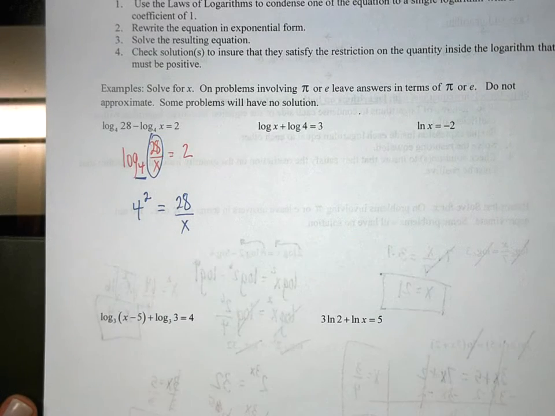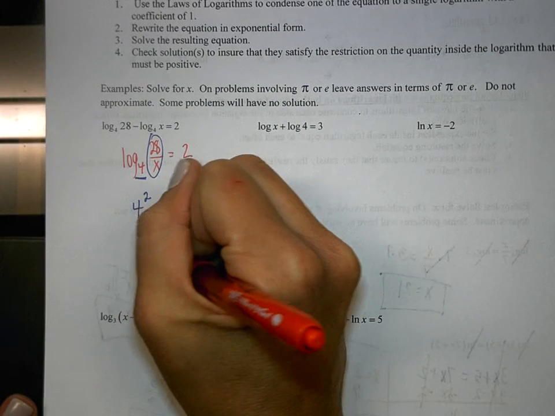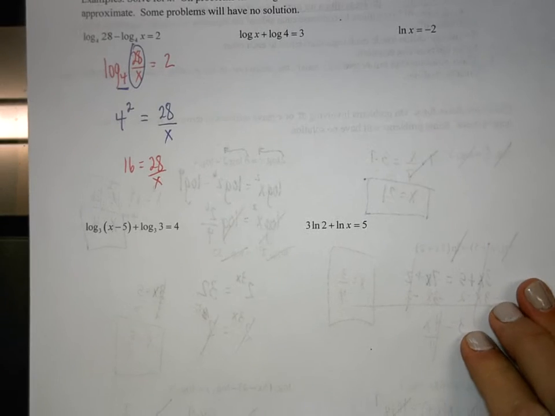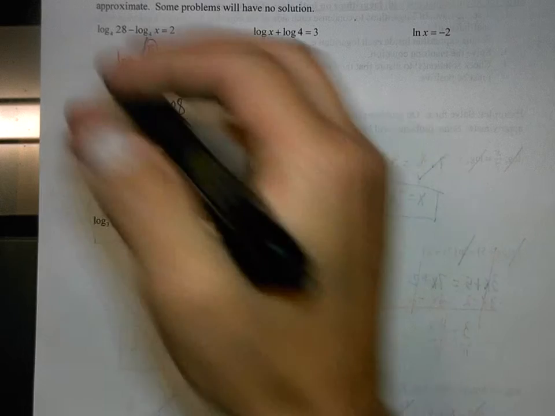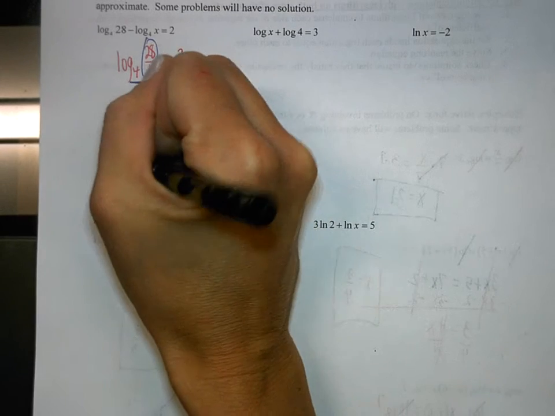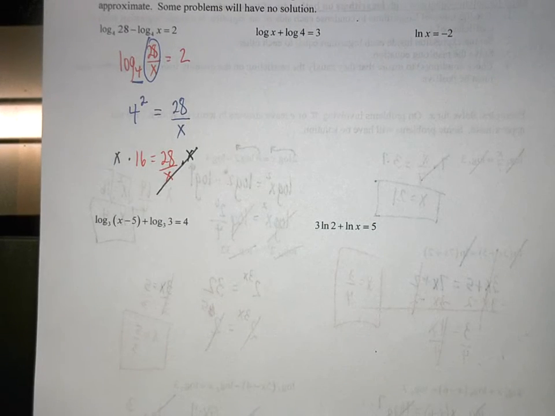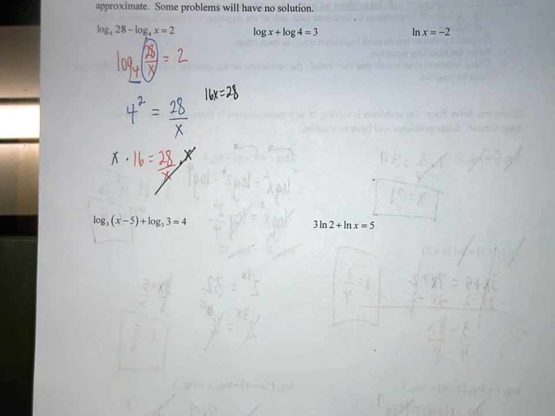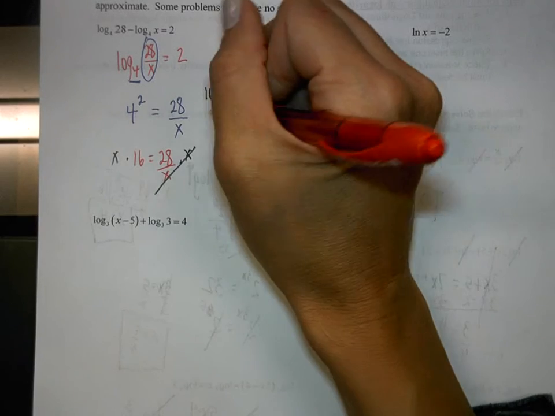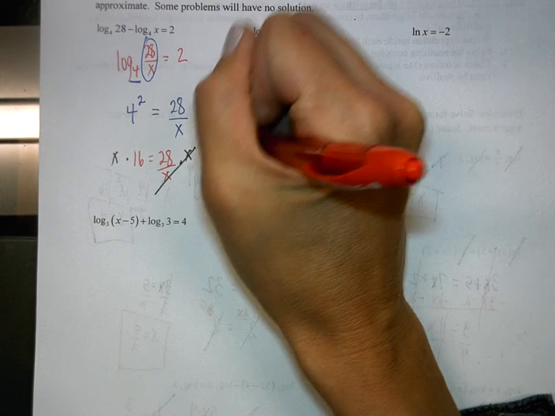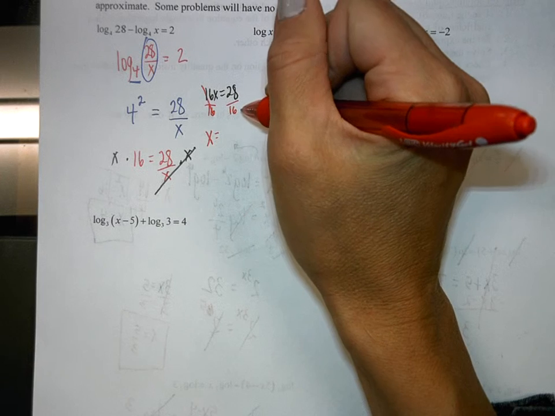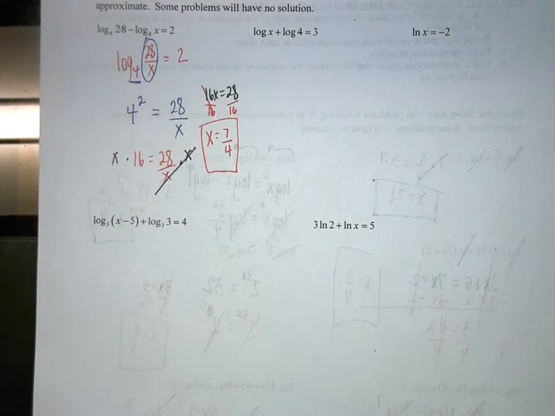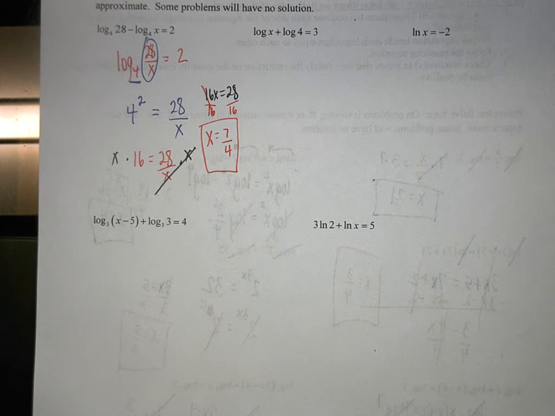4 squared is what? 16. So we have 16 equals 28 over x. I do not like that x in the denominator. Jordan, what will I do? You multiply x to both sides. Very good. By doing that, it eliminates the x that was in the denominator. And so now I have 16x equals 28. What will I do to get x by itself? Divide by 16, and then you would want to reduce. I know I can divide by 4, and I get 7 over 4 once that is reduced. Do we have any questions there?